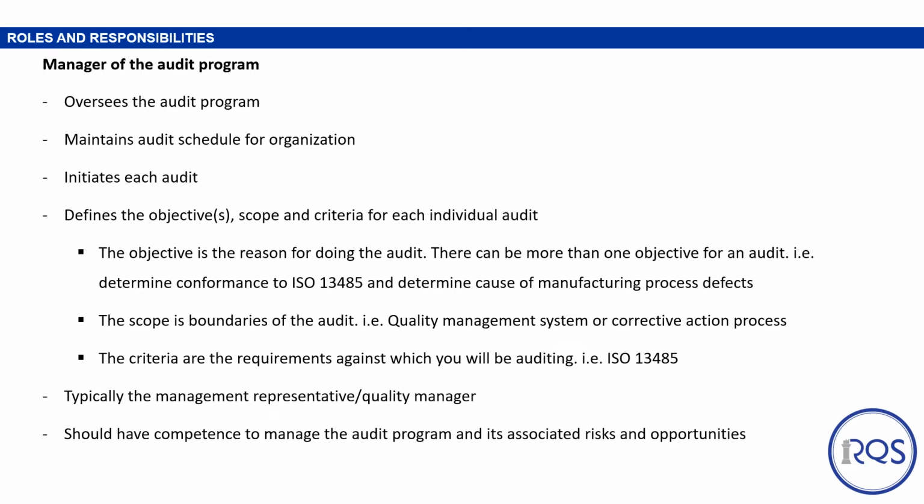The objective is the reason for doing the audit, and there can be more than one. For example, the objective could be to determine the conformance to ISO 13485 or to determine the cause of a manufacturing process defect. The scope is the boundaries of the audit. For example, the scope can be the quality management system or the corrective action process. The criteria are the requirements against which you will be auditing. For example, ISO 13485.